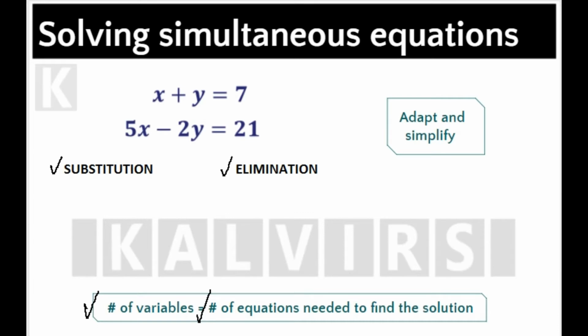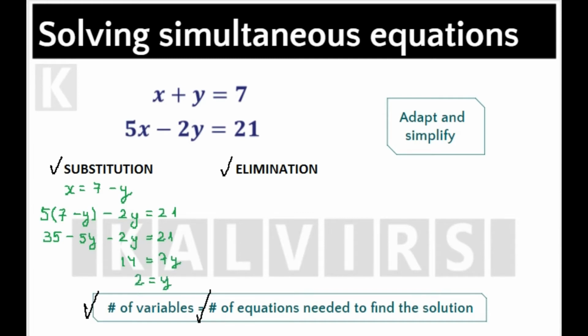Substitution. One variable is isolated in either of the equations and substituted into the second equation to transform it into a linear equation. For instance, x equals 7 minus y. Therefore, 5 times 7 minus y minus 2 times y equals 21. We can solve for y. Finally, y equals 2. Once we get the value of y, we can find the value of x, which is 5.